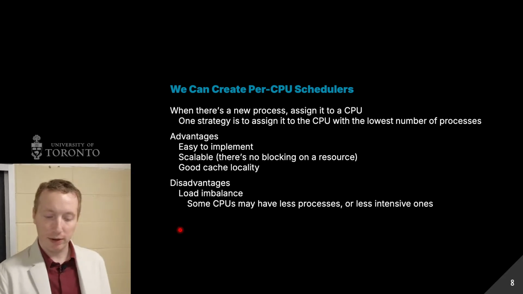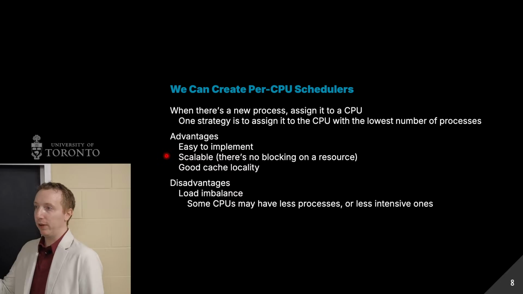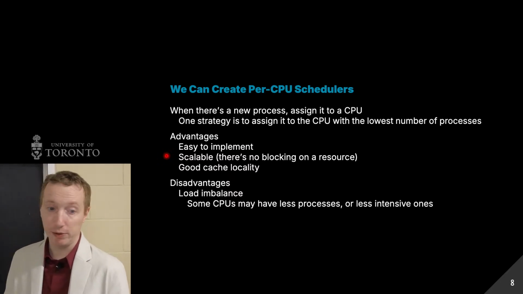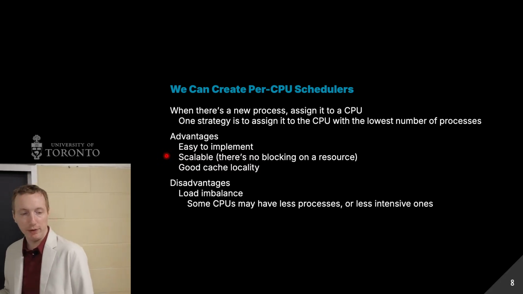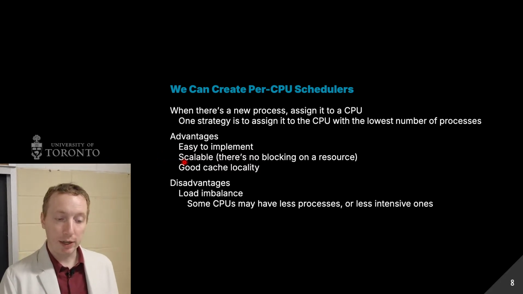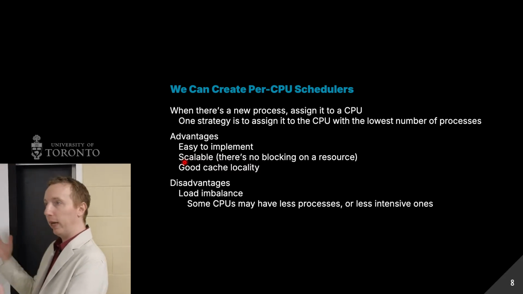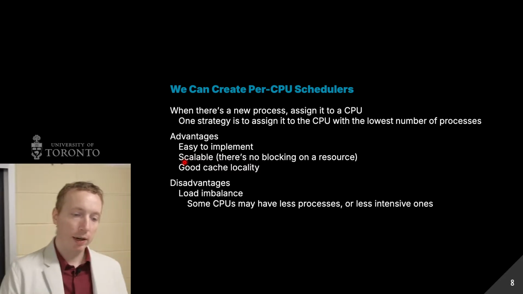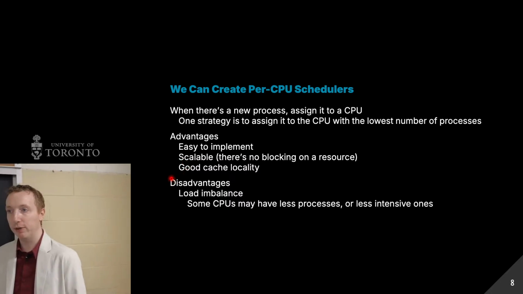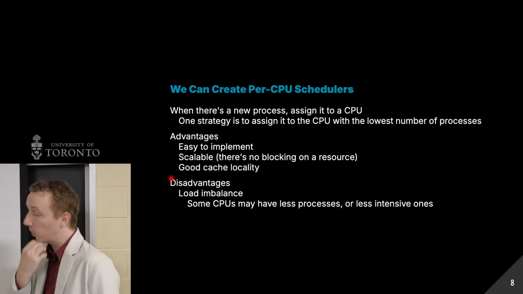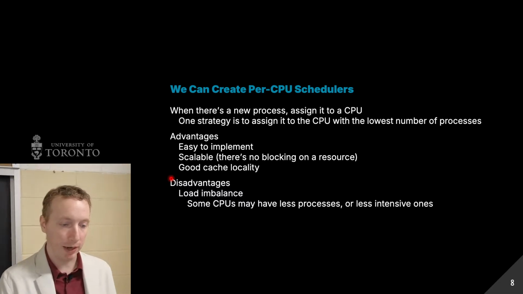So the advantages of this is, well, it's easy to implement. Instead of just having one scheduler, I just have one scheduler per CPU core. The only global decision I have to make is when it starts, which isn't that bad. It's scalable, so one core is not waiting on another core to make a decision. So there's no blocking on any resources. It has good cache locality because the processes stay on the CPU core. So when they're context switched in and out, some of its caches might still be valid.